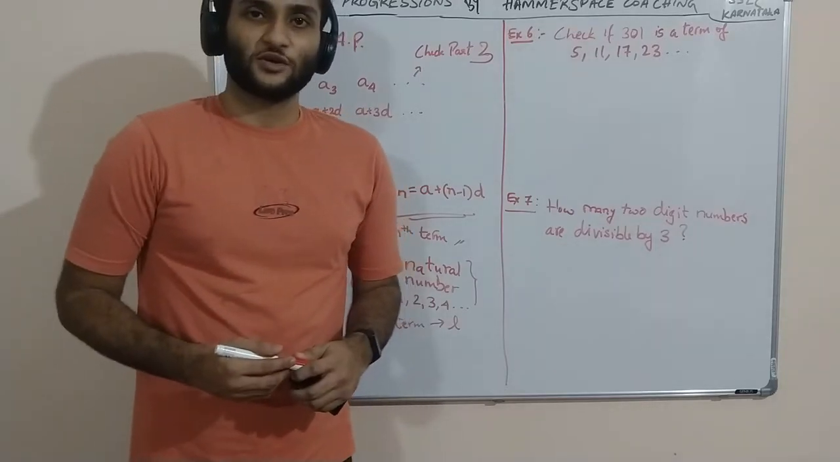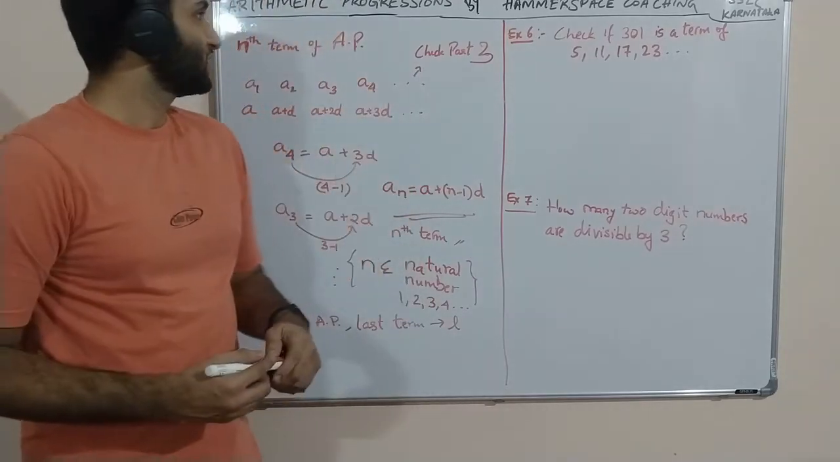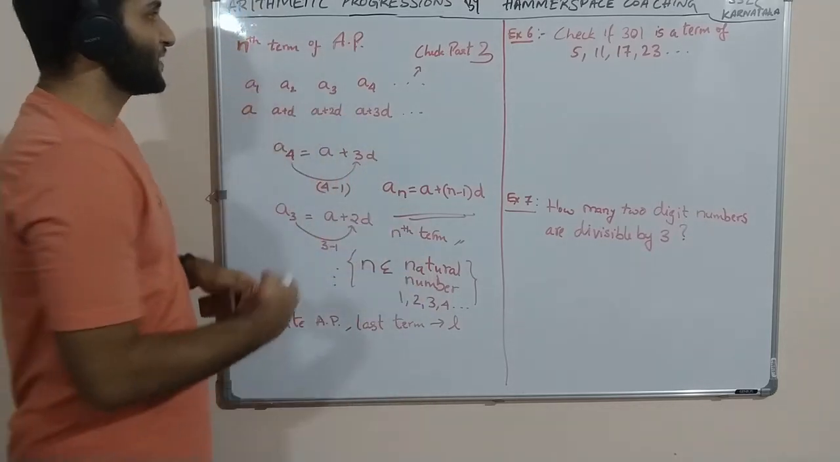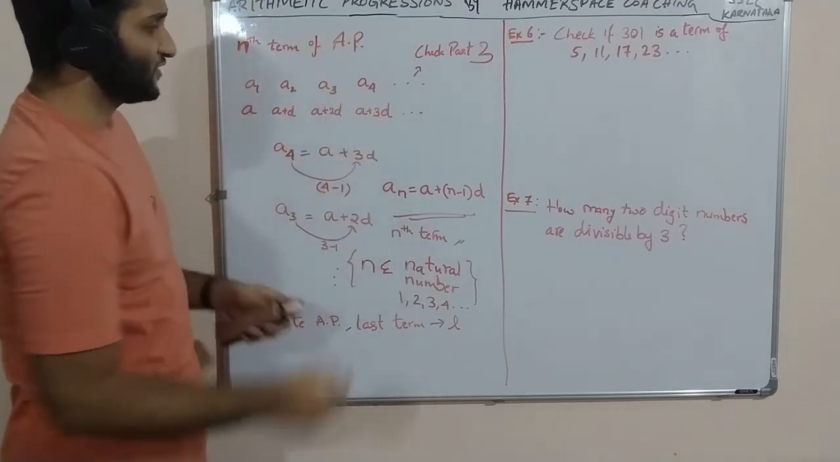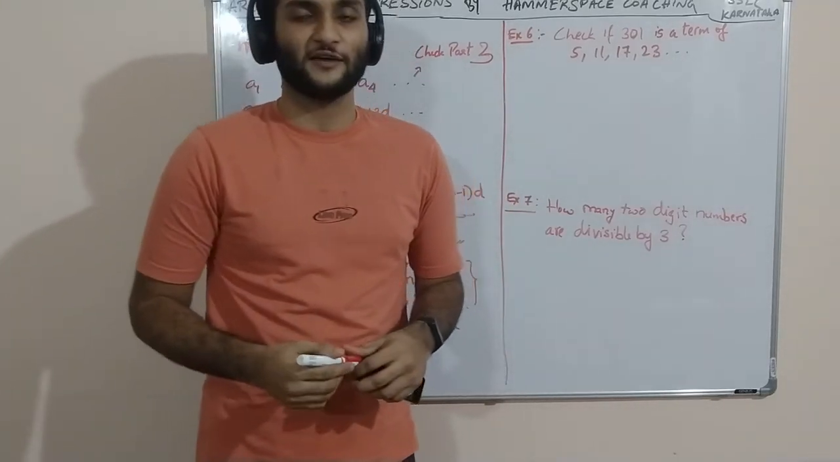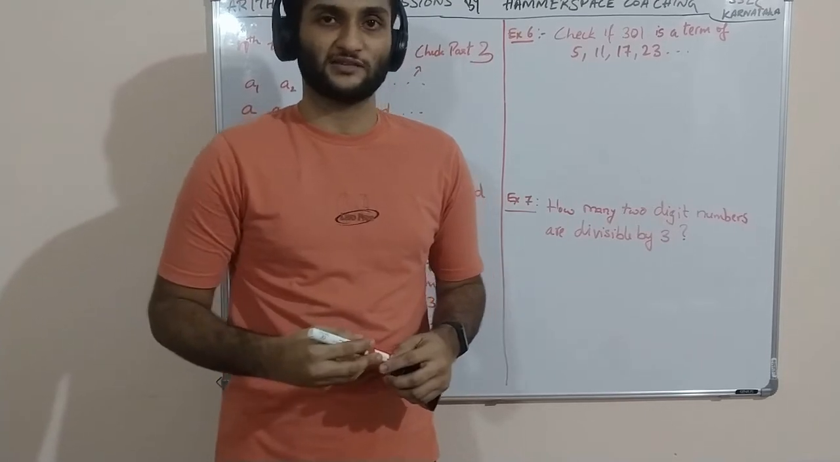Welcome to part 4 of arithmetic progressions. So today we will be discussing the nth term of AP, and we will also solve a couple of sample problems which are there in your textbook, and we will also solve some more problems from exercise 1.2.